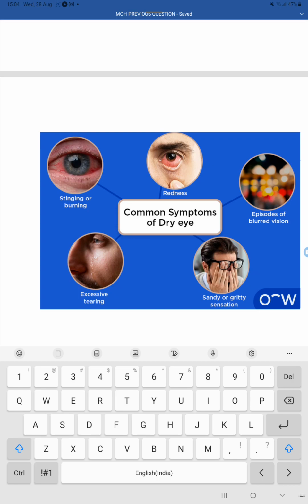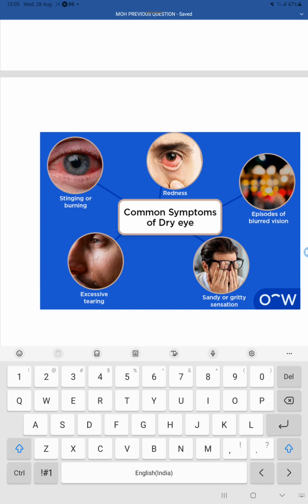Dry mouth will be there, dry eyes will be there, dryness of the skin, vaginal dryness. Dryness of the nose, and because of that you will be getting frequent nose bleeding, and dryness of the throat. These are the main symptoms of Sjogren syndrome.